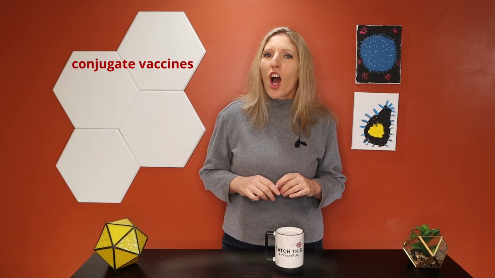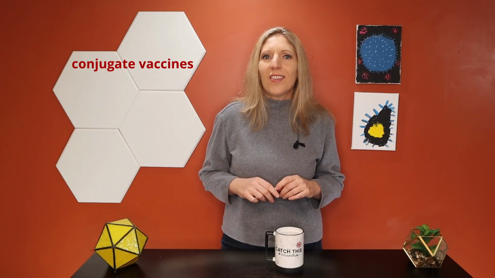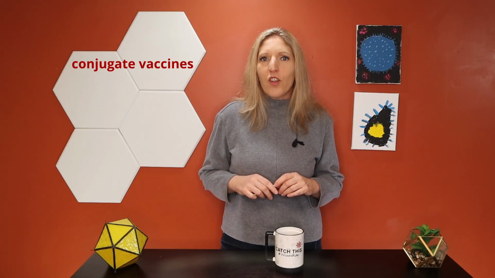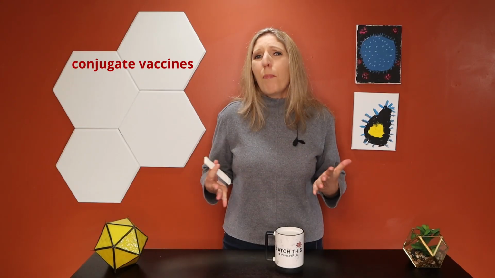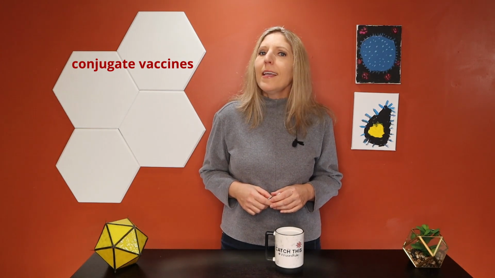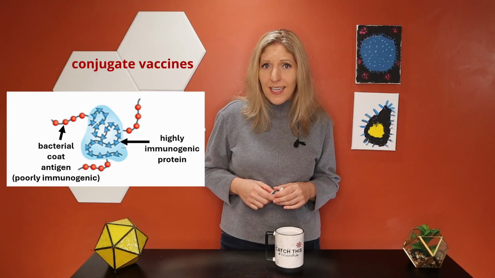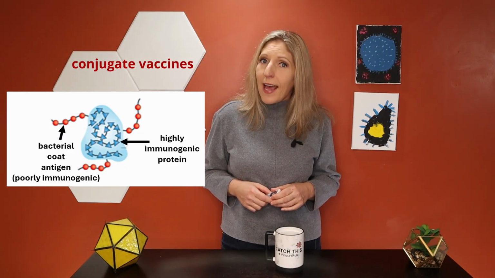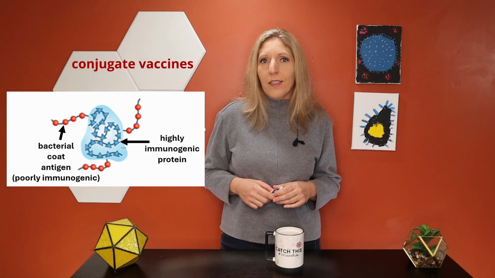And finally, conjugate vaccines are a type of subunit vaccine that combines a strong antigen with an antigen of interest that has weak immunogenicity so that the immune system can recognize and respond to the weak antigen. Some bacteria have outer coats that are poorly immunogenic, so it is difficult to produce effective vaccines against them. By linking these outer coat antigen domains to highly immunogenic proteins, the immune system can be led to recognize and react to the poorly immunogenic bacterial coat.